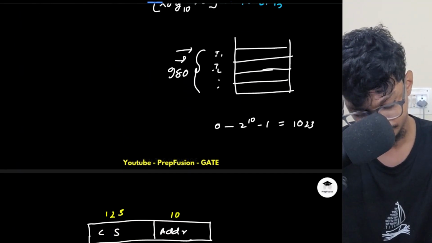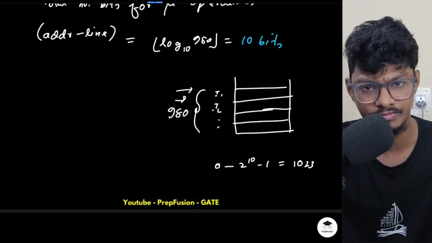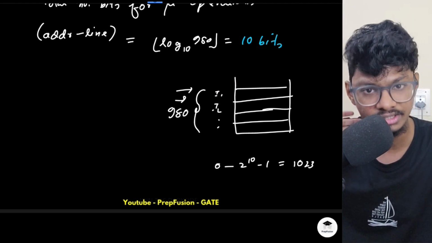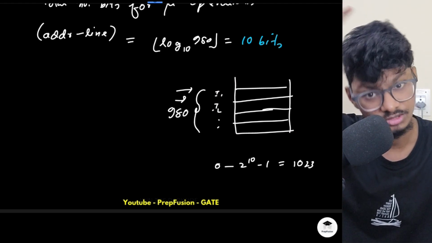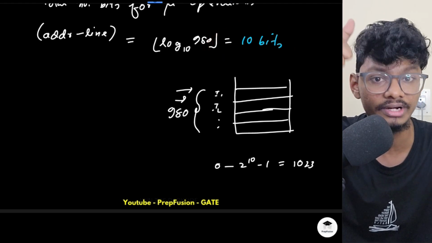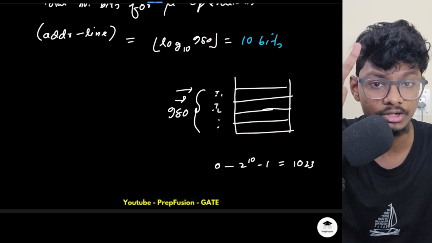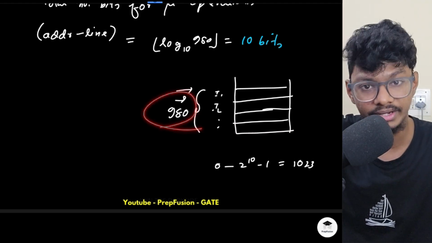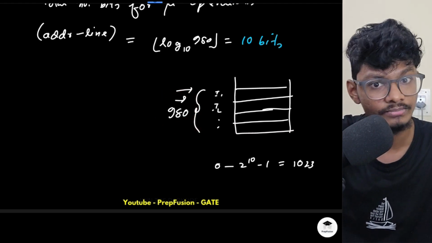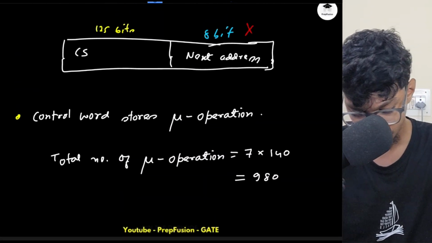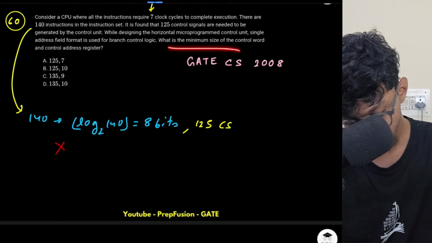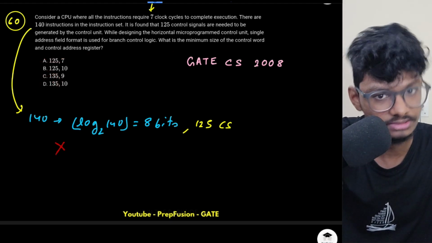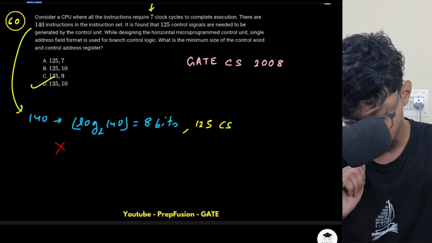You can provide more. Here in the address field, you can provide 11 bits. It will be able to store more instructions. I am not using it, that is my decision, but you are providing 11 bits. But minimum, you have to provide 10. If you provide 9, I can only describe 512 instructions. I cannot describe the other remaining ones out of 980. So I have to at least provide 10 bits. So that's why the minimum size of the control word will be 135, and the size of the control address register, you have to at least provide 10 bits. Same reason. So option D will be correct.